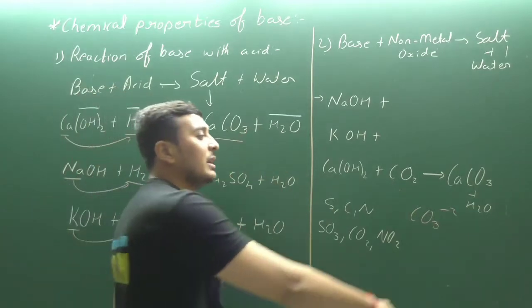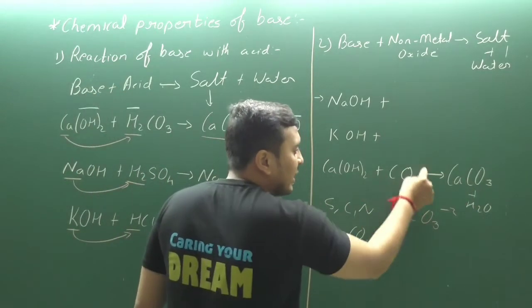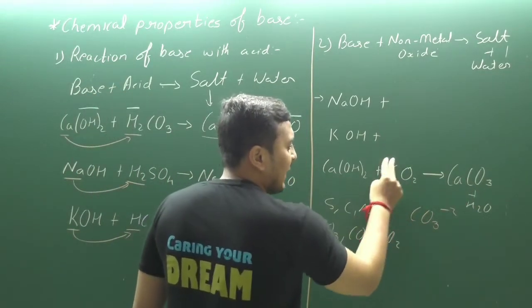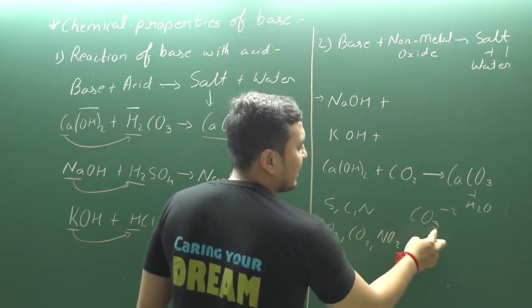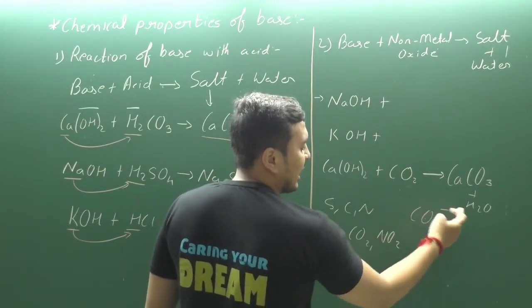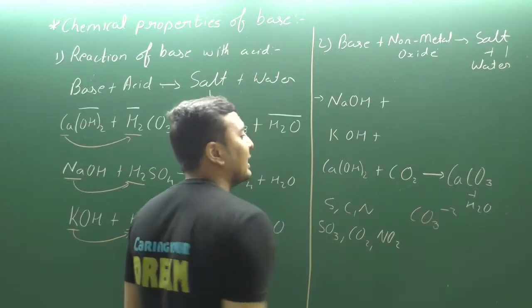So how can we guess which type of salt? According to the non-metal oxides. What type of ions do non-metal oxides form? That is carbon dioxide, CO2, forming the carbonate ion, CO3.